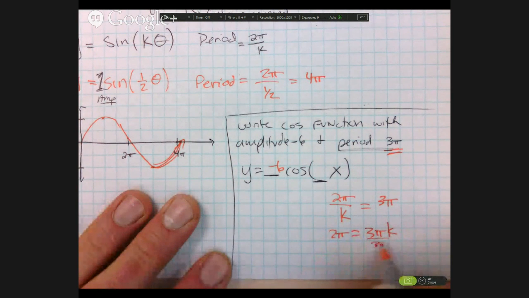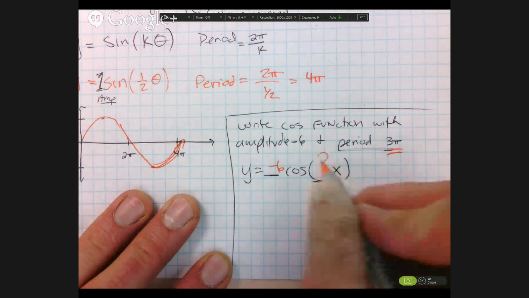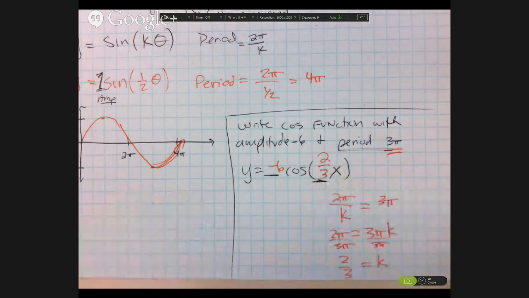Divide by 3 pi. So the pi's cancel, you get 2/3 equals K, and we can go ahead and plug it in. So -6 cosine 2/3 x.